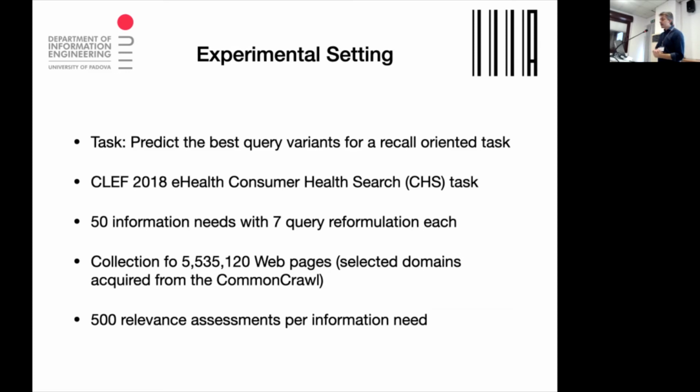So we try to see whether these approaches work, so to use this gain metric and the variance of the gain metric in a recall-oriented task. So we use the CLEF 2018 eHealth consumer health search task. There are 50 information needs with 7 query formulations each. We do not have a reference topic. I mean, there is a reference topic, but we did not use it. There are more than 5 million documents crawled using a subset of Common Crawl. And we also have, of course, about 500 relevance assessments per information need.